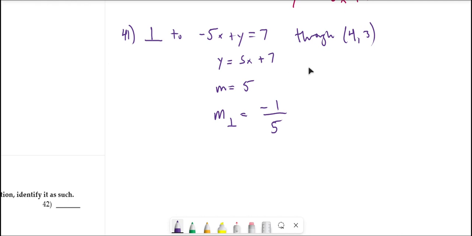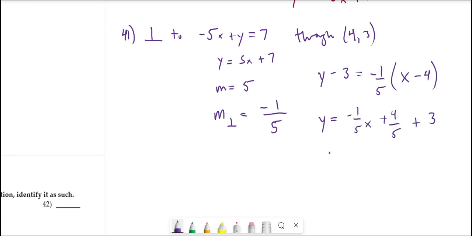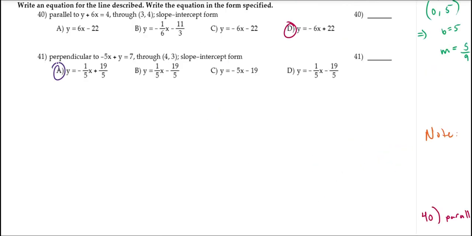We want to put that into the point slope form equation. y minus 3 equals negative 1/5 times x minus 4. Solving for y means distributing the minus 1/5 x and adding 3 to both sides to move that. Collecting our like terms, we find negative 1/5 x plus 19 over 5, which is answer A. Be very careful about all the nearby answers.